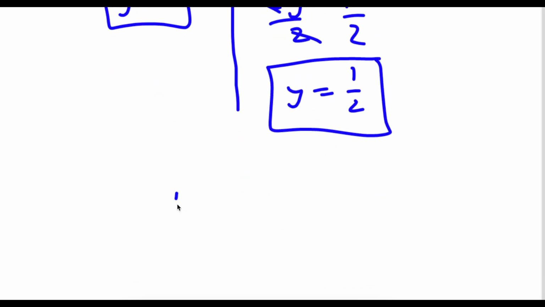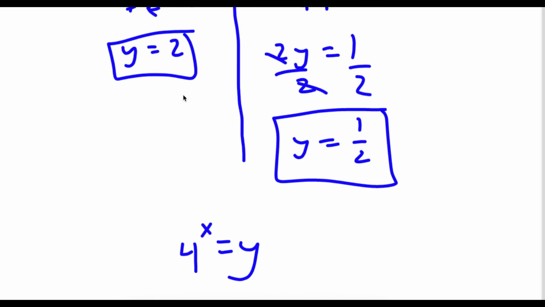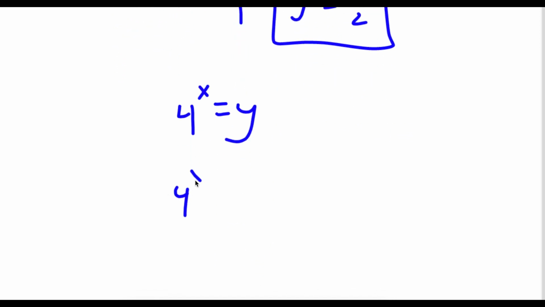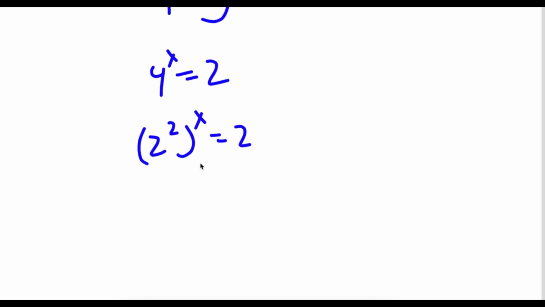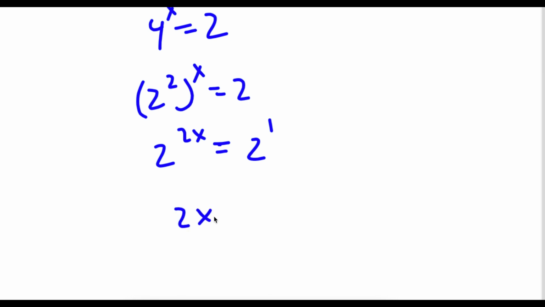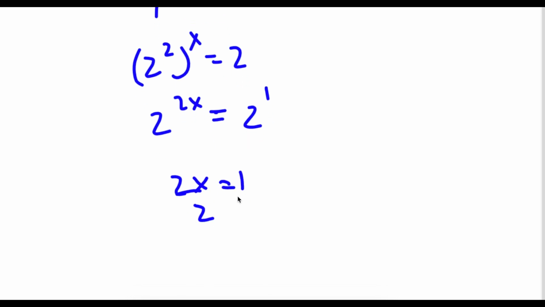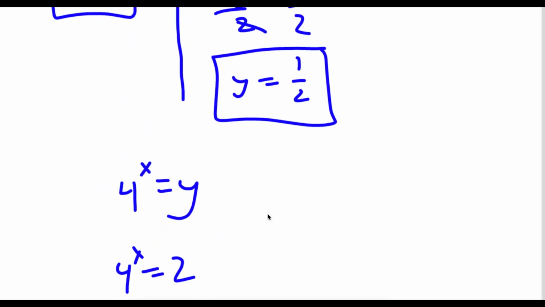Now, remember how we said 4 to the power of x is equal to y. So now let's first start by saying that y equals 2. If y equals 2, then I have 4 to the power of x is equal to 2. Now 4 is the same thing as 2 squared. So I have 2 squared to the power of x is equal to 2. And this means that 2 to the power of 2x is equal to, 2 is the same thing as 2 to the power of 1. Now this means that 2x is equal to 1, and x is equal to 1/2. So this is one solution of x.